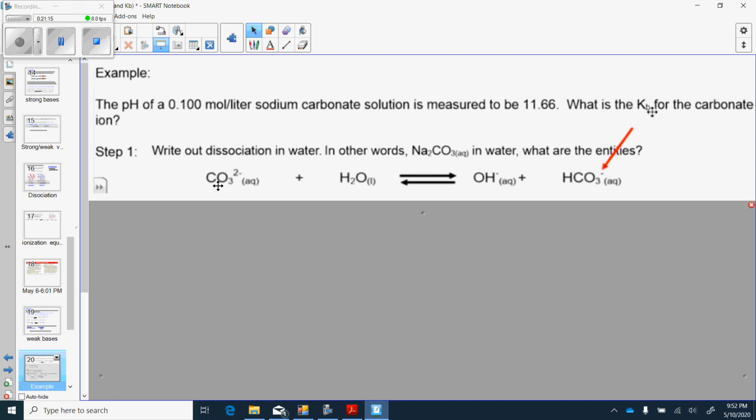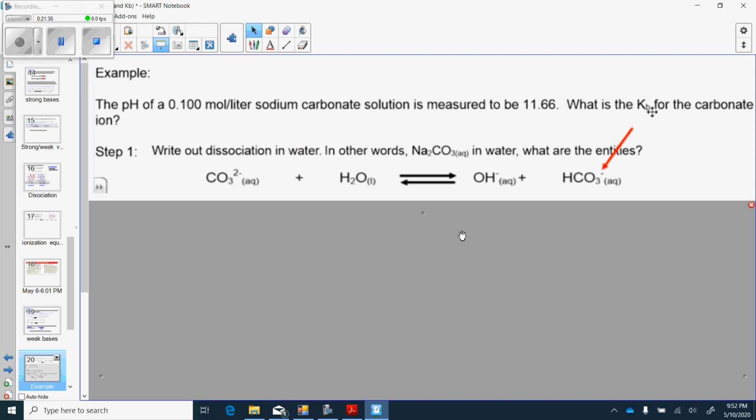That H heads over here. So you have your hydroxide and you have your HCO3. Look at the charge. It was -2. It got an extra proton, it got an extra H, and now it's -1. Okay, so take note of charges.